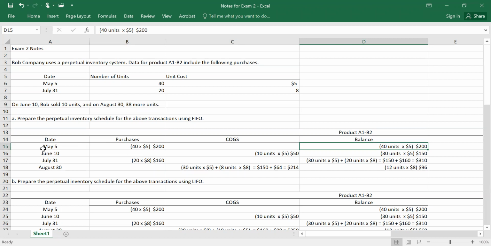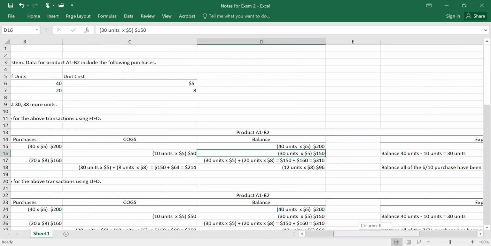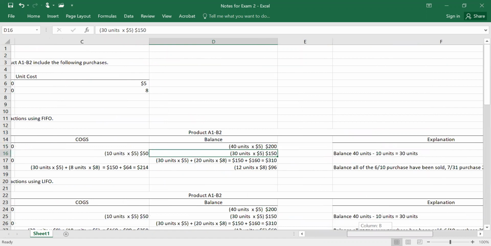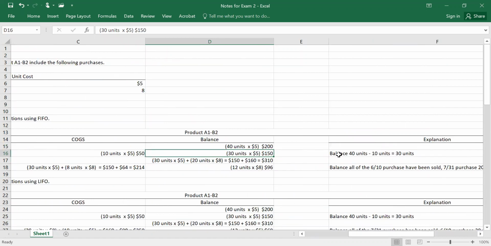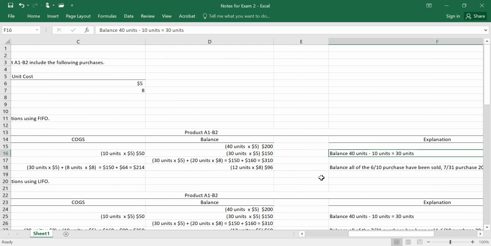Next item, we have a sale, right? June 10th, we sold, they tell us right here, we sold 10 units. So on June 10th, we're going to show what our cost of goods sold is. 10 units times 5 per unit is $50. Because remember, that's the only bundle we have to sell. So that's what we had to sell, 10 of those 40 units. Well, we had 40 units. We're selling 10. We have 30 units left. And those units are 5 per unit. So 30 times 5 gives us 150 balance. And I put a little explanation here. 40 units minus 10 units would give us 30 units.